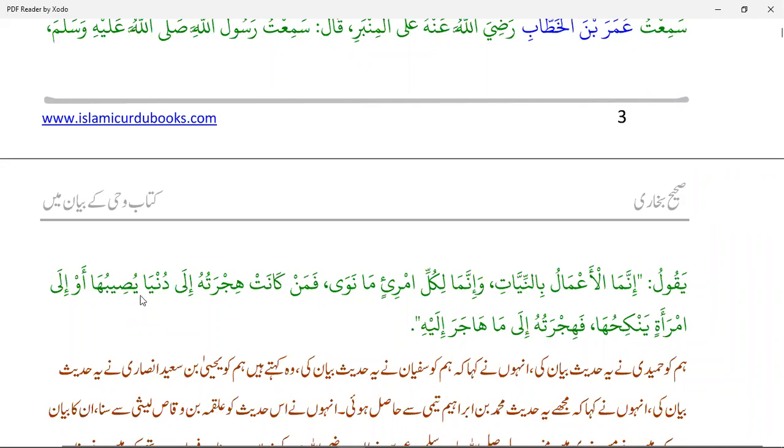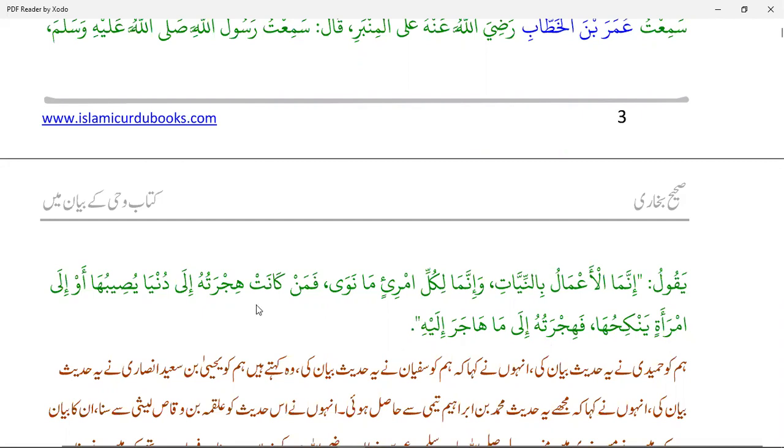Yusibuha, he can earn, he can gain it. Aw means or. Ila imra'atin, to a woman, yankihuha, so that he can marry her. Fahijratuhu ila ma hajara ilayhi, so his migration is towards what he migrated for.